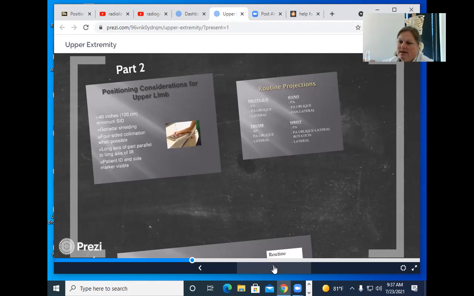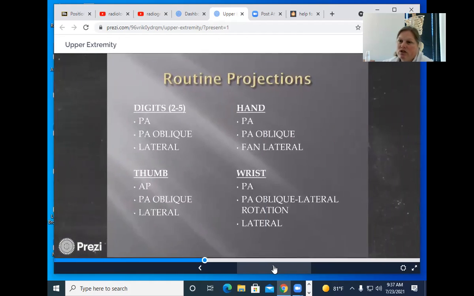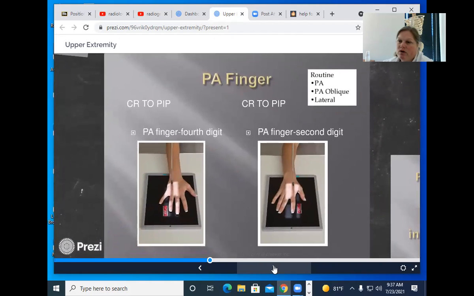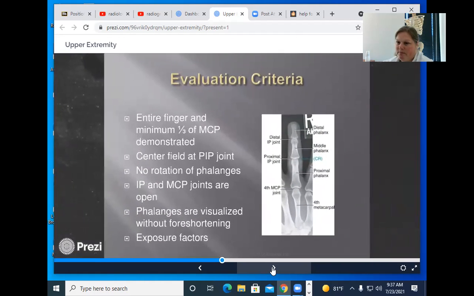These are the same thing that's in the video, the positions. So you can look through this as you need for extra review, make note cards with it, whatever you need to do. For the digits, which we'll go over in class, it's going to be the same positioning, just centering at the PIP instead of the MCP, like the hand, so that we can get the finger on there.